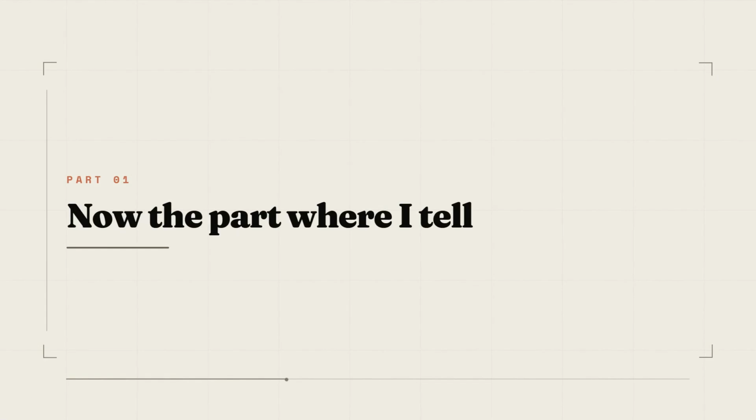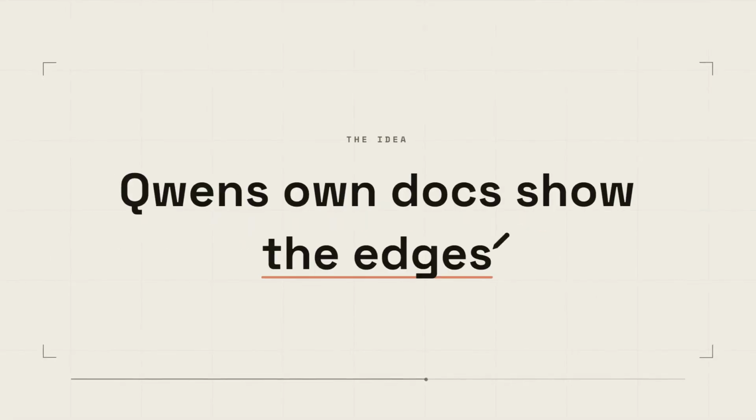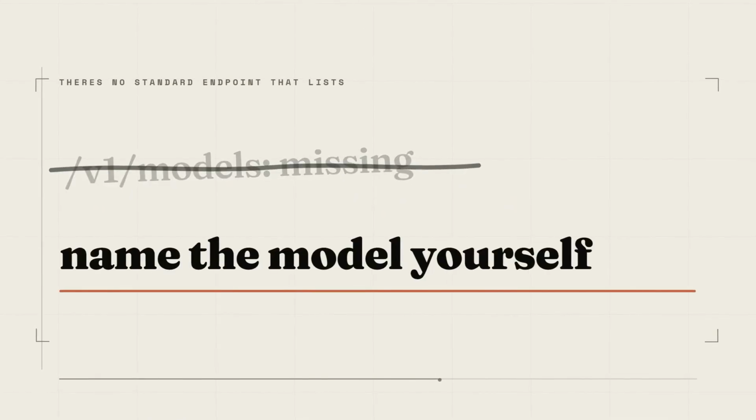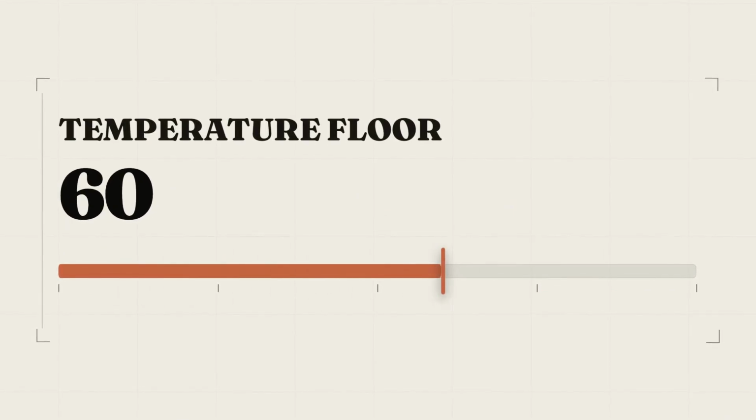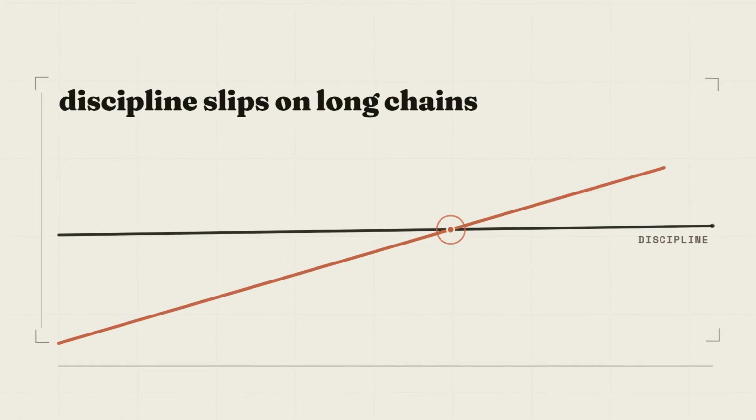Now the part where I tell you where this setup genuinely falls short. Nobody wants to hear this, but I would rather you know before you try it than find out at midnight on a real deliverable and blame me later. First, the compatibility layer is rough where agentic work pushes hardest. Qwen's own docs show the edges. There is no standard endpoint that lists which models are available, so you have to name the model yourself. The creativity setting has a floor at 0.6, so you cannot dial it lower for precise work. And the discipline slips on long chains, which is what my blind pilot showed.